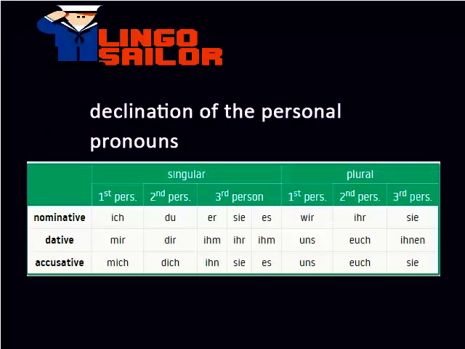Remember, there are certain verbs that demand an accusative declination also of the personal pronoun. Nominative declination of the personal pronouns: ich, du, er, sie, es, wir, ihr, sie. The dative declination of the personal pronouns is mir, dir, ihm, ihr, ihm, uns, euch, ihnen. The accusative declination of the personal pronouns is mich, dich, ihn, sie, es, uns, euch, sie.